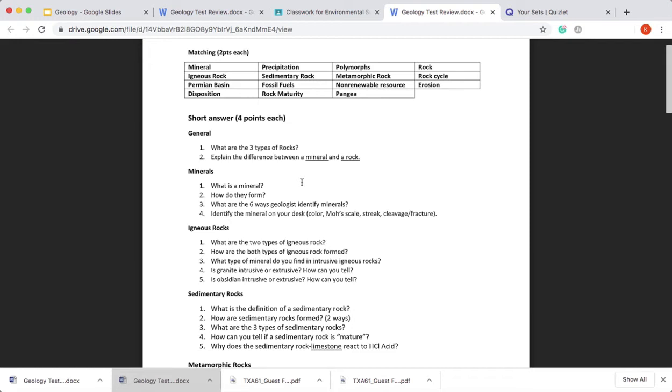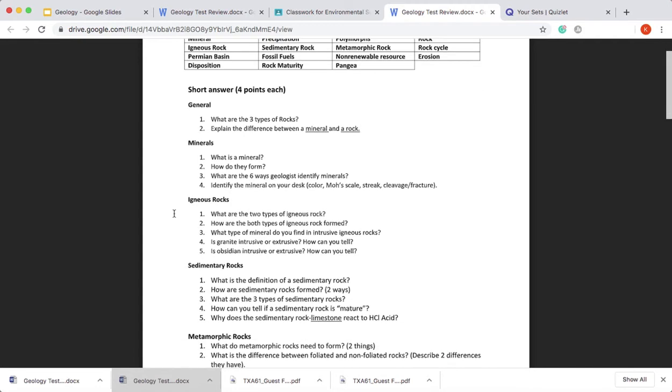So you could say something like this. Minerals are the pure substance, while rocks have many minerals in them. They're two different things. So just keep that in mind as you are working through everything.